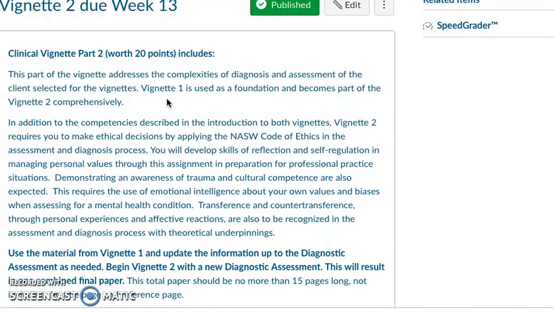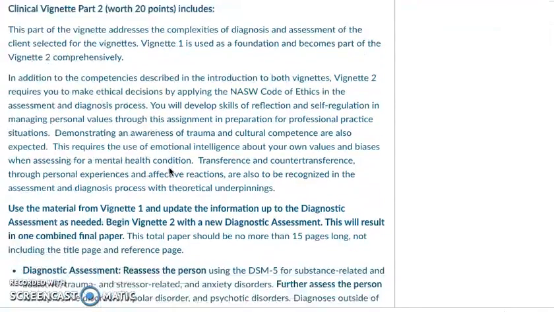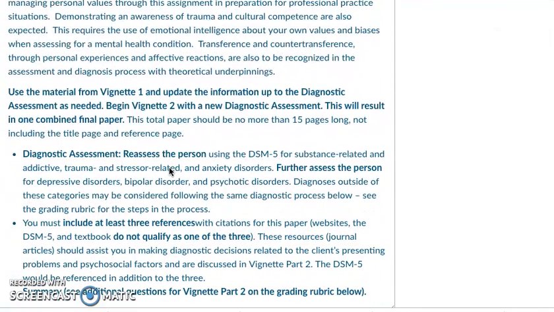This is part 2 of the vignette. This part is an extension and builds on vignette 1 and becomes part of a comprehensive diagnostic assessment. So you can use all of the information from vignette 1 in terms of the background and information of the client, all of the introductory information, and the beginning diagnostic assessment that you did. But this will be one combined final paper totaling 15 pages.